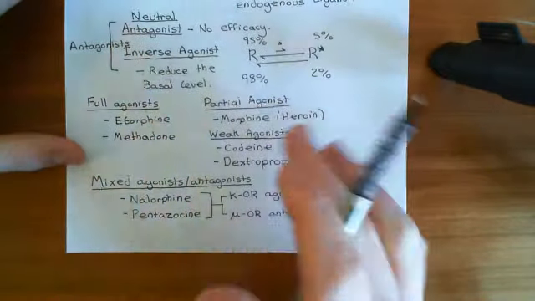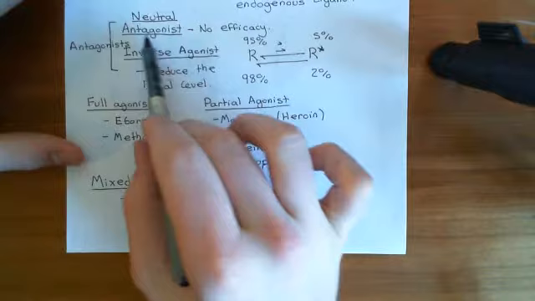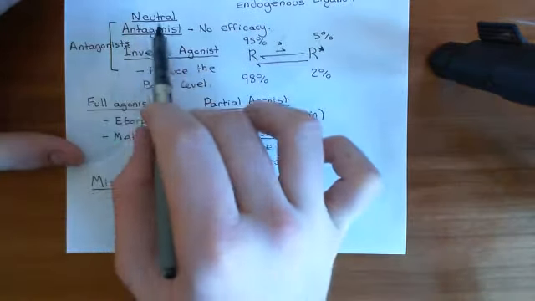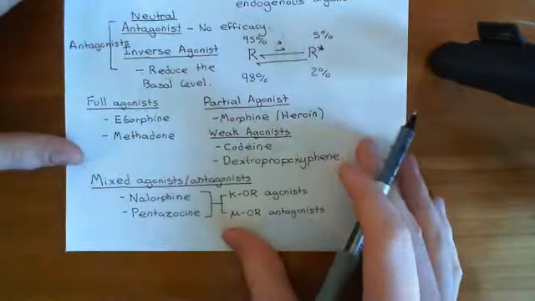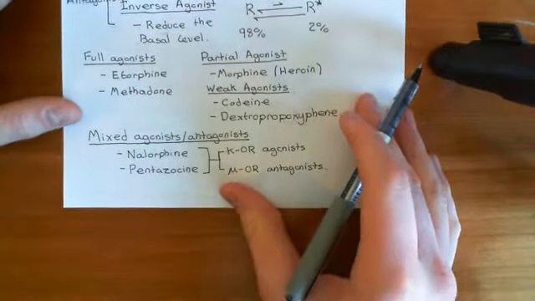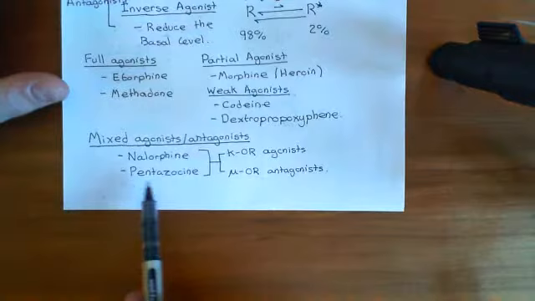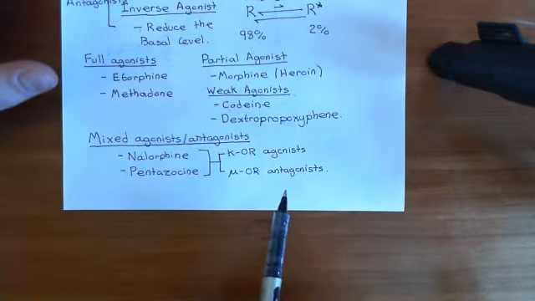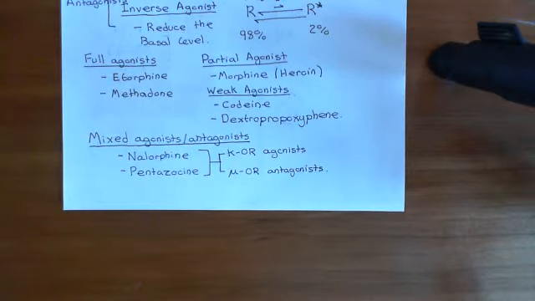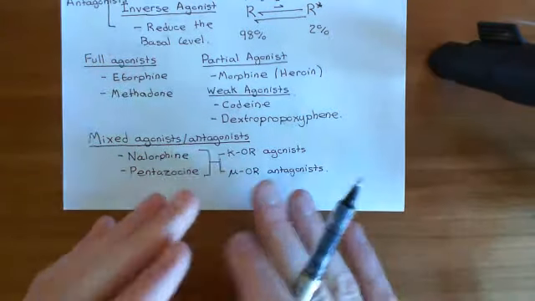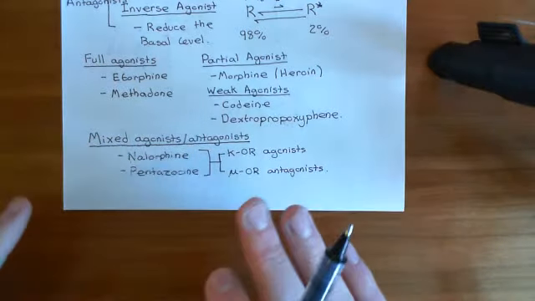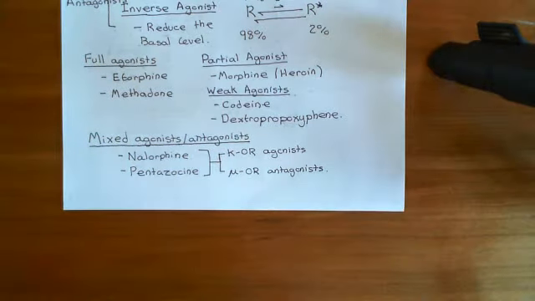Okay, so try to use antagonist to mean a drug which really has no efficacy, but you will catch people using it to mean a neutral antagonist or an inverse agonist. Okay, so these two drugs are mu opioid receptor antagonists. They will bind to the receptor, and most likely they might have a little bit of inverse agonist effect. But the basal level of the mu opioid receptor activity isn't that high, it's very negligible.